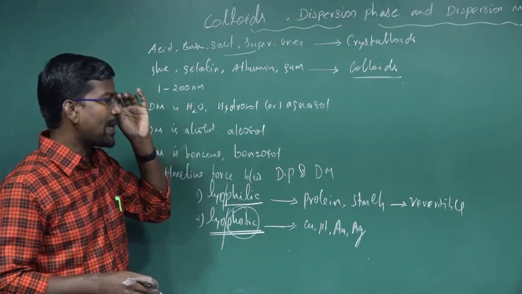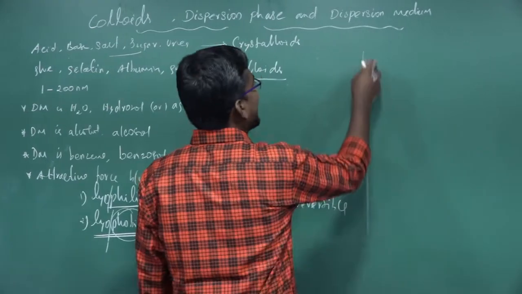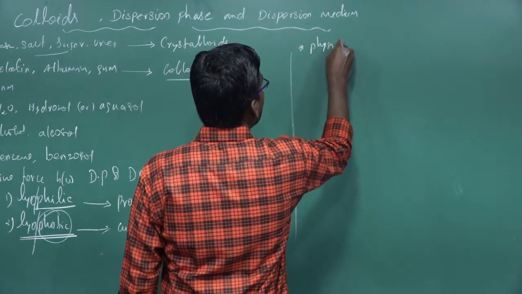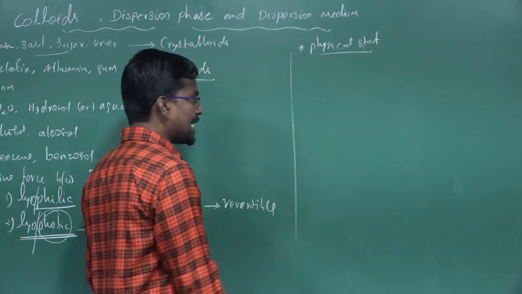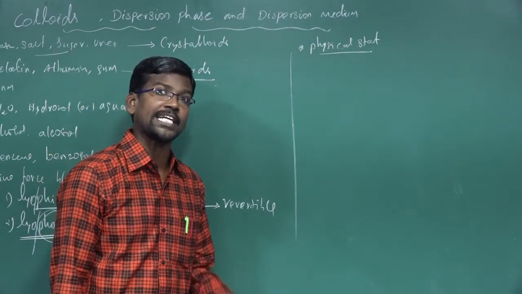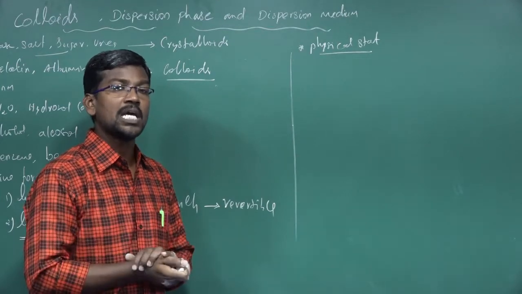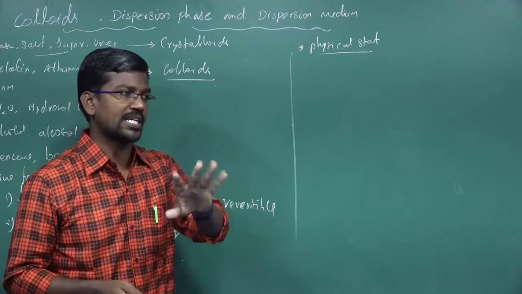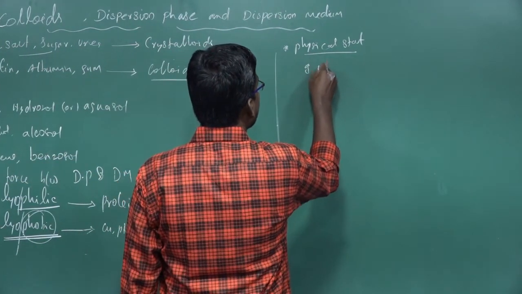Next, classification depending upon physical state. Solutions are classified into 9 types, but colloidal substances can be classified into 8 types. The first one, gas in gas, is completely miscible and forms a true solution. Example, air.